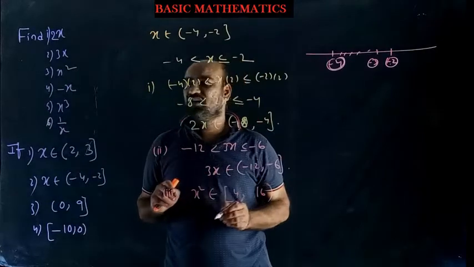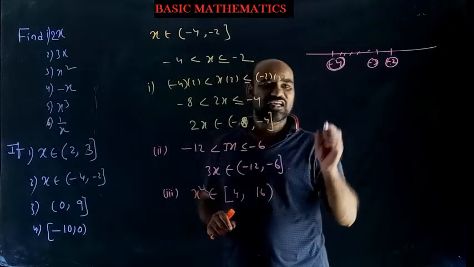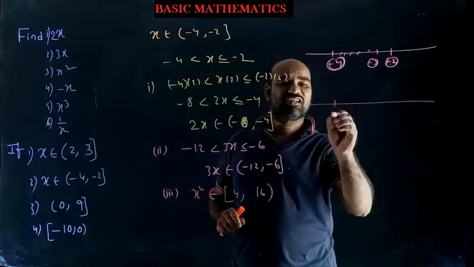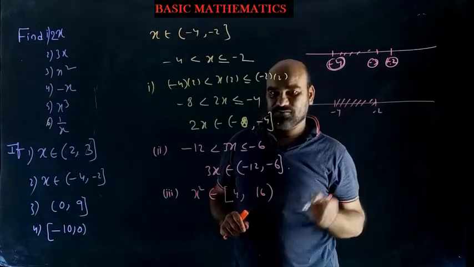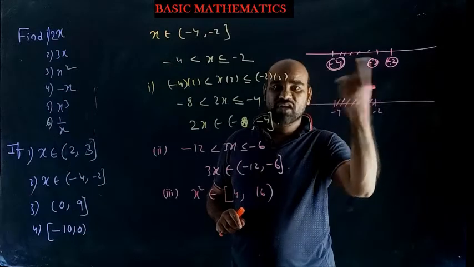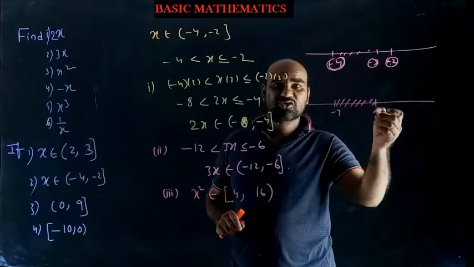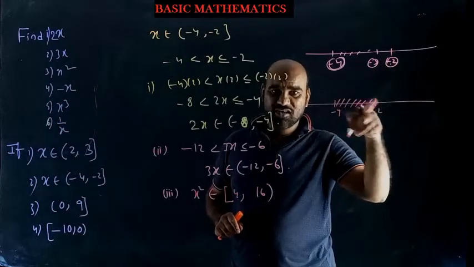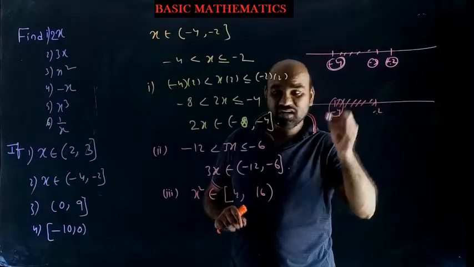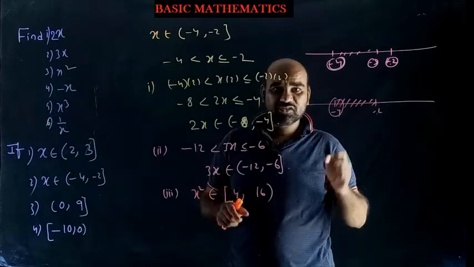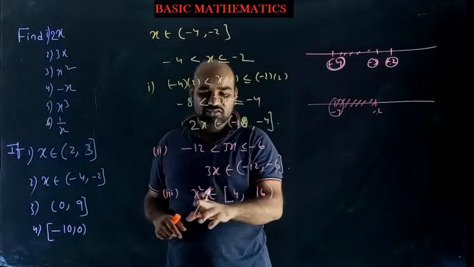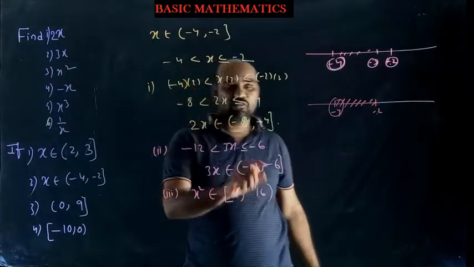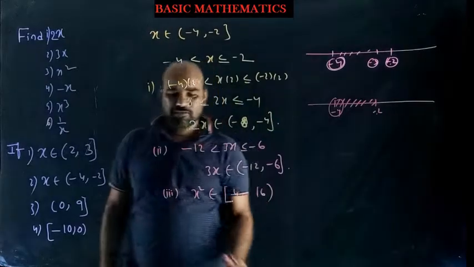This is somewhat interesting. Once again, listen. The number line is given, here minus 4, minus 2. All these numbers are squared. Minus 4 squared is 16, minus 2 squared is 4. 16 is greater than 4. Minus 4 is not there in x, so minus 4 squared won't be in x squared. That's the open interval. So x squared belongs to closed 4 to open 16. Okay, next.